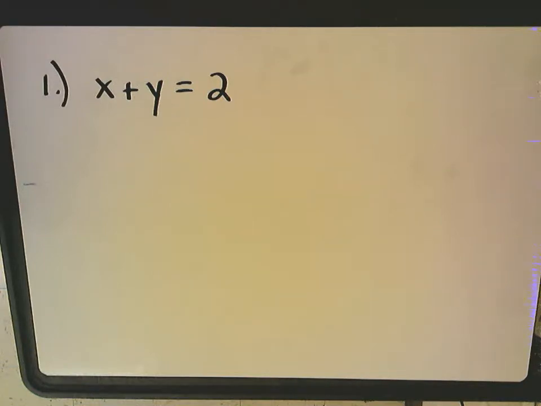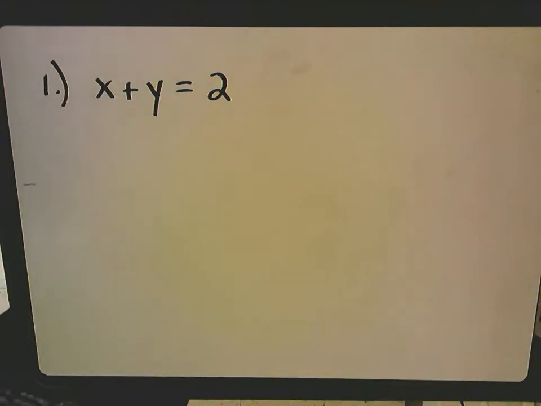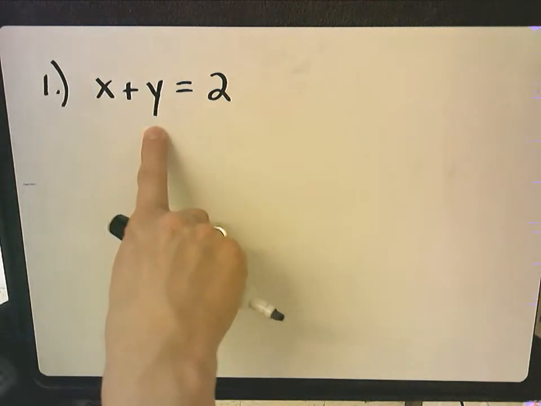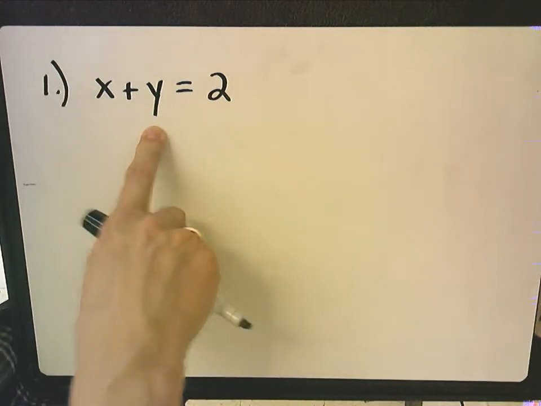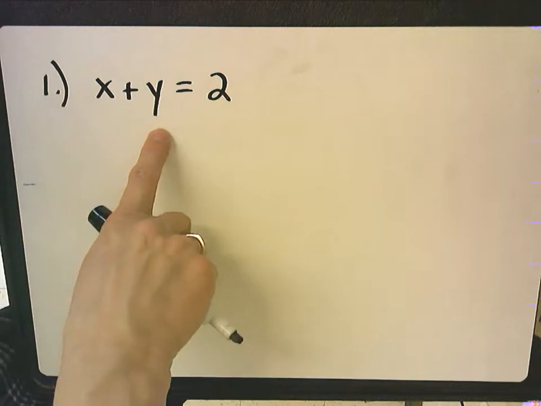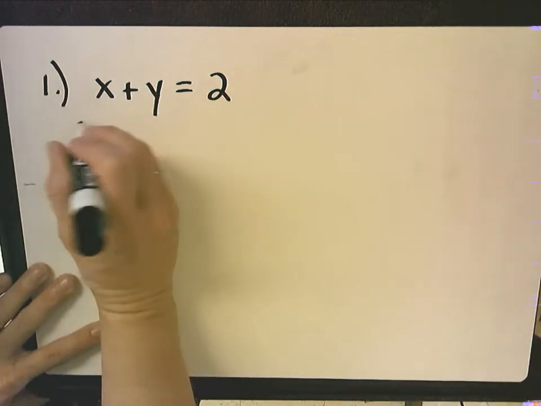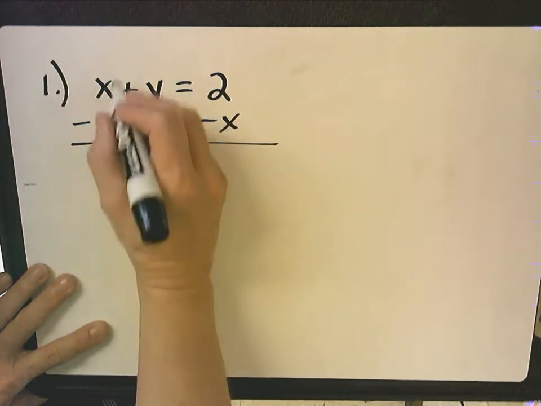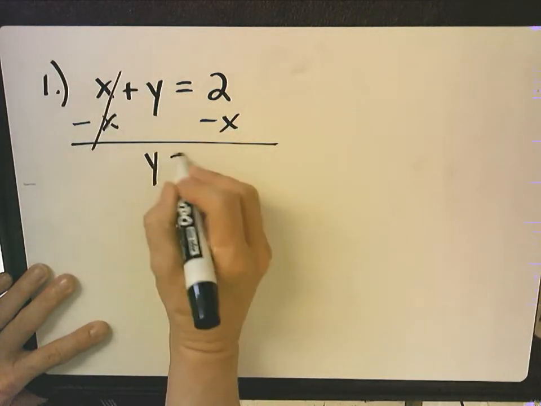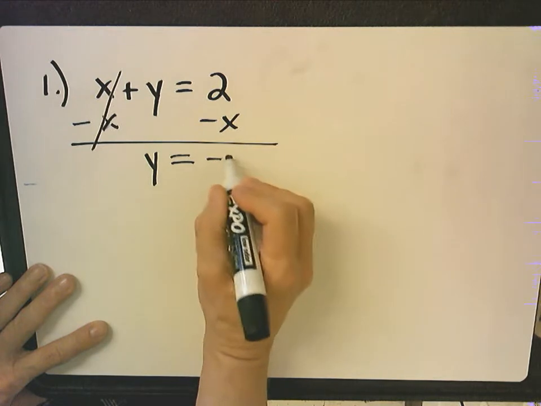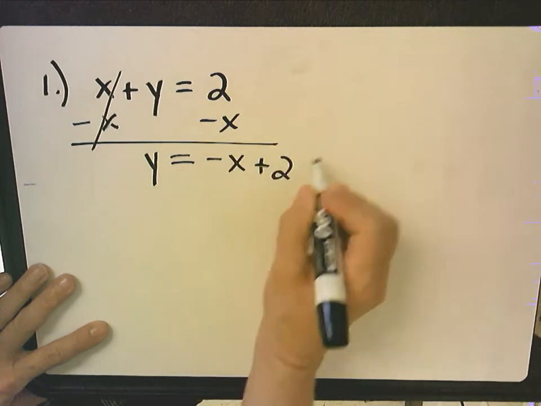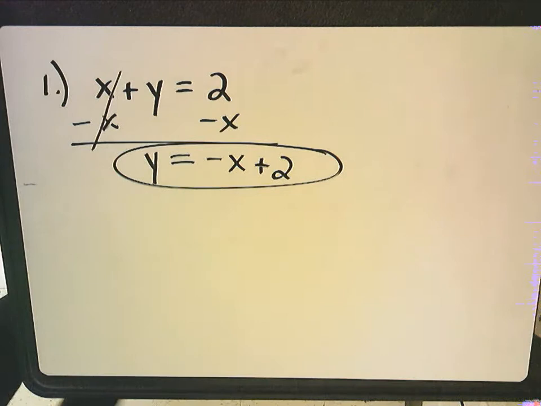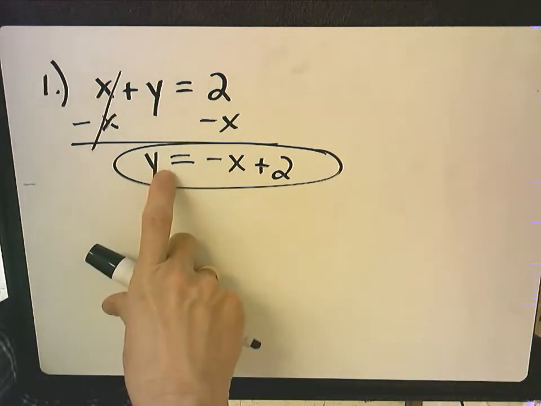Okay, on page 20, the directions are solve each equation for y. So that means you want to get the y alone on one side of the equation. Right now, the only thing preventing y from being alone is the x. So I want to take the x away. We take away in math by subtracting. That zeroes out, and now I have y equals negative x plus 2, and this equation is now solved for y, because the y is all by itself.